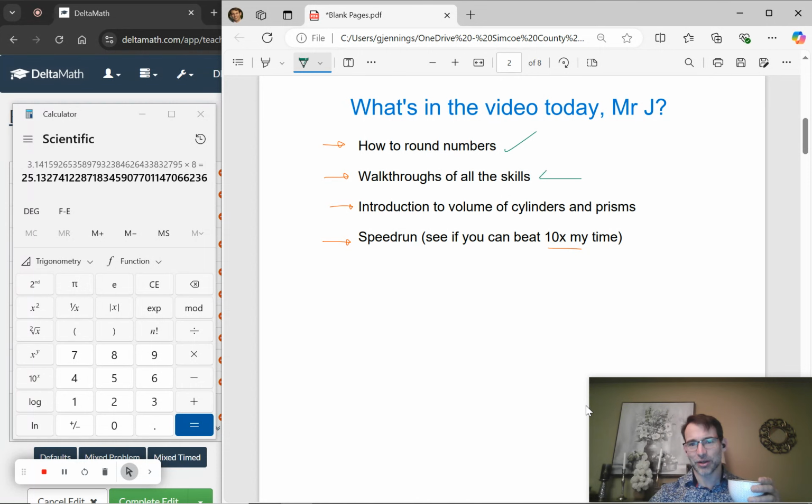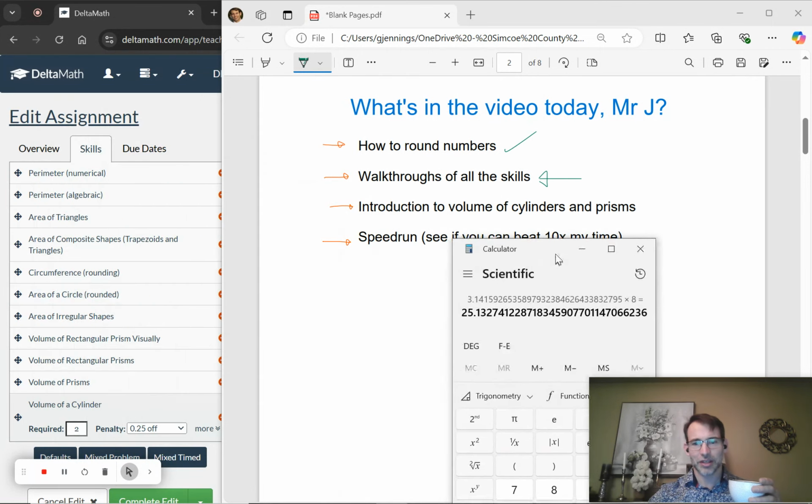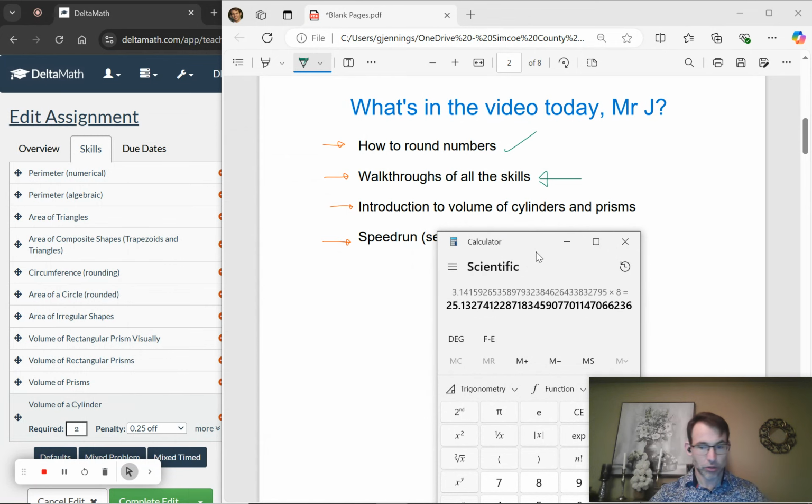Now we're going to go to walkthroughs of all skills. You are going to want to do this practice effectively. You need pencil and paper to write things down and get your rough work good. You're going to need a calculator. You can use the one in the computer, or the one in Delta Math. And you're going to need Delta Math and an open mind to learn these skills.